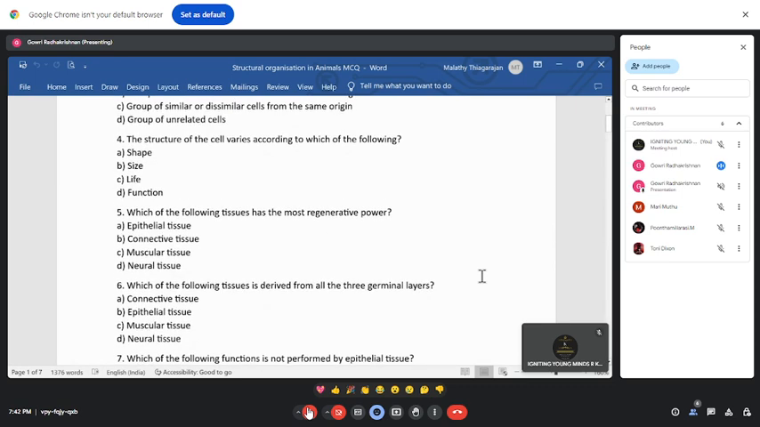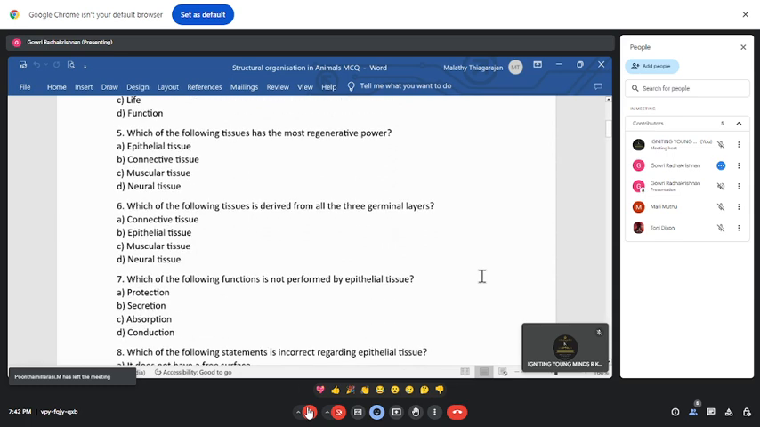All right, next question. The structure of a cell varies according to which of the following? Function. Yes, according to the function it performs, the structure of a cell also varies. So option D is the correct answer. Which of the following tissues has most regenerative power? It's a very simple, straightforward answer.